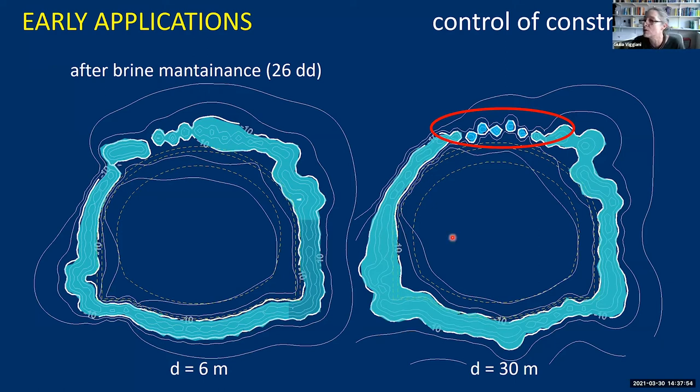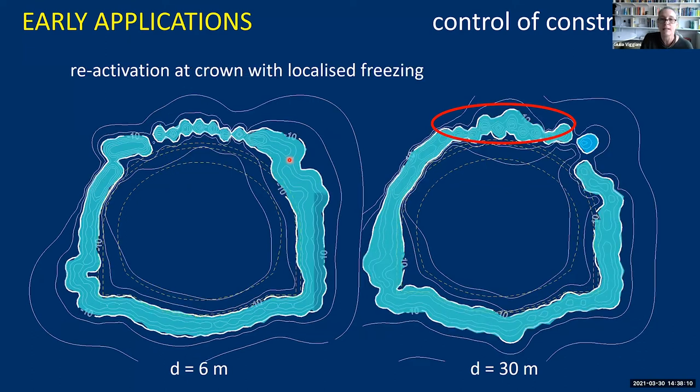There are a number of holes here by the crown. So this is a problem. But one piece of good news is that this type of representation permits to recognize the problem and act. In this case, nitrogen freezing was reactivated locally at the crown to repair with very good results. So you could repair the crown and reestablish the continuity of the frozen front.